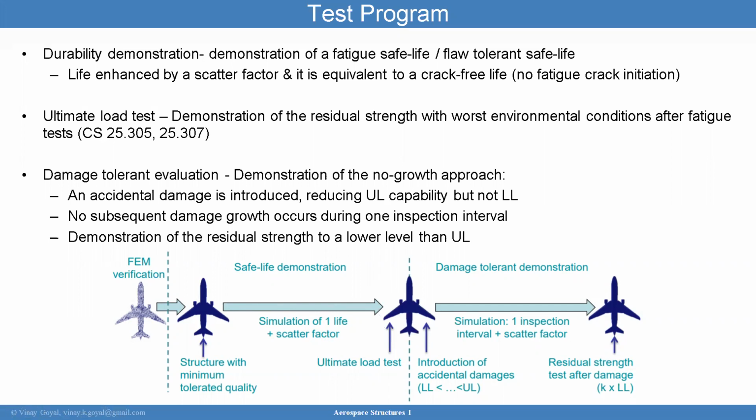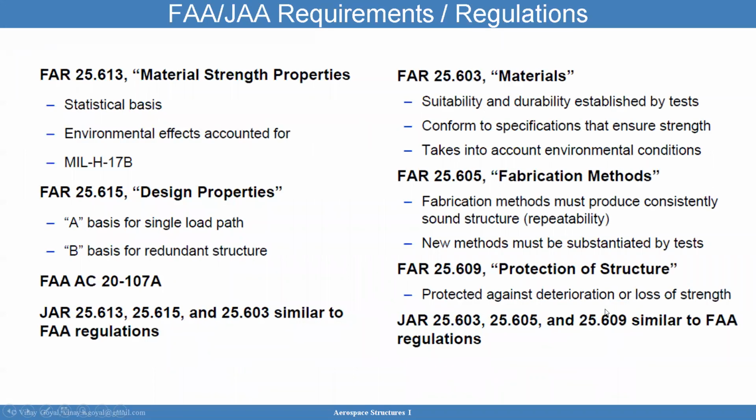Then you have the damage tolerance evaluation, which is to demonstrate no growth, and that means an accidental damage is induced, reduces the ultimate strength capability, but it will be okay below limit loads. No subsequent damage growth occurs during that one inspection interval. So that's what you don't want. And then you want to demonstrate residual strength to a level lower than ultimate load, but still above limit load.